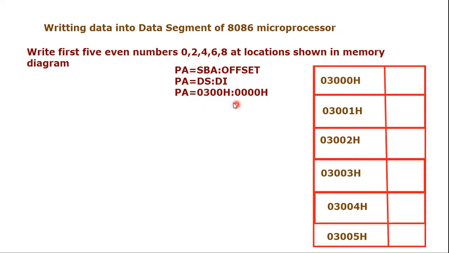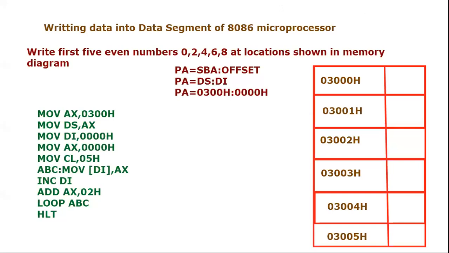This is a physical address and this is a logical address, and we will be storing the number 0 at this address, 2 at this address, then 4, 6, and 8. So the first five locations will be filled, and we will verify our result in the emulator 8086 microprocessor. So let's write the code.